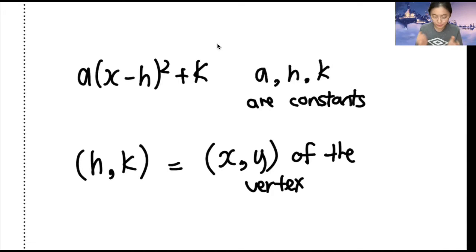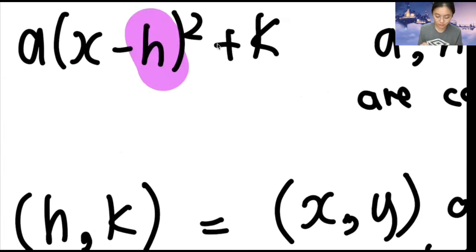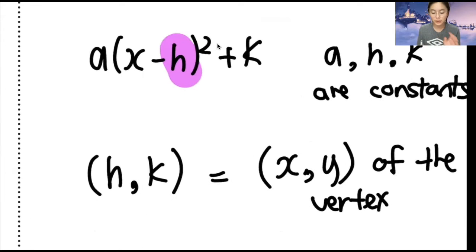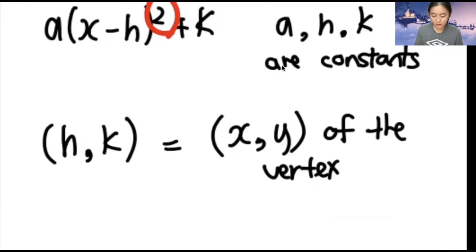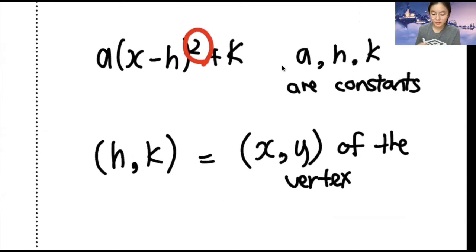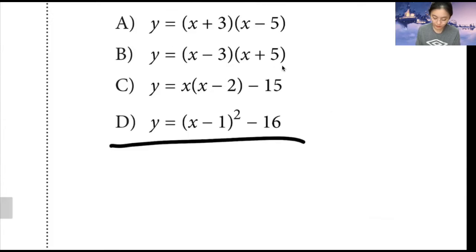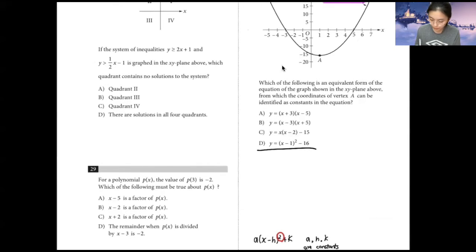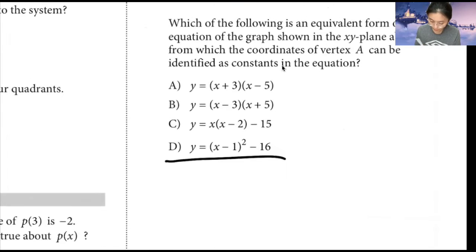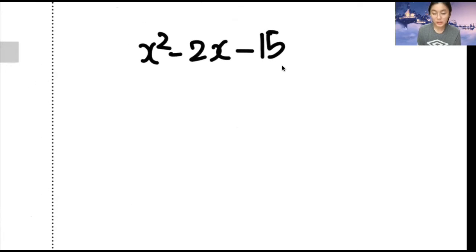So it's basically saying change the equation to this, because that clearly shows you the x value and the y value. The key thing here is that it's squared. So our final answer needs to be squared. And I mean, D shows that, but we need to make sure. So we have x squared minus 2x minus 15, and we need to make this into a square.